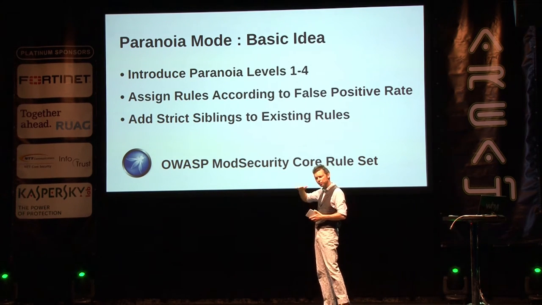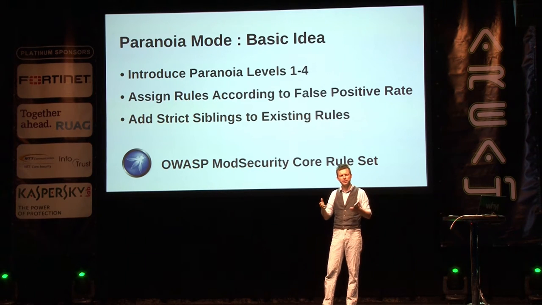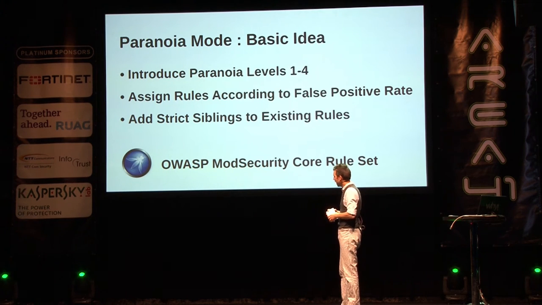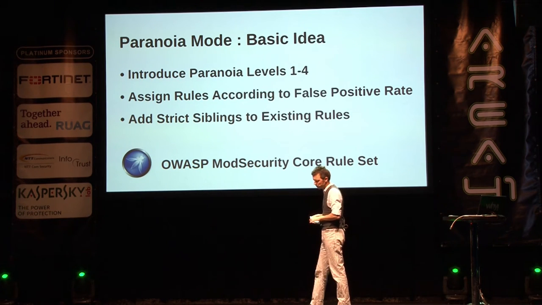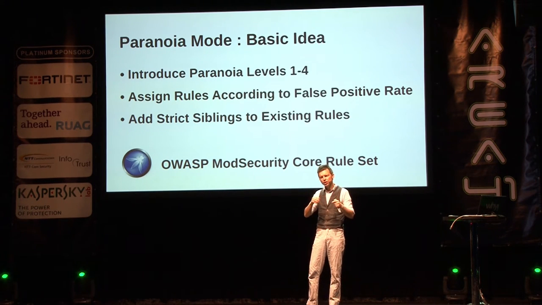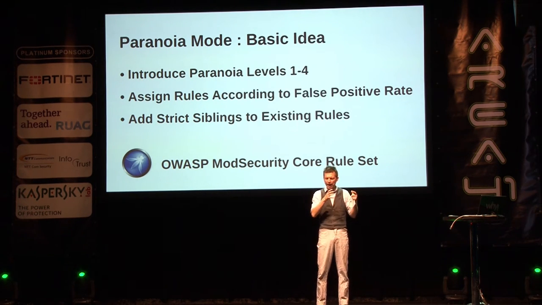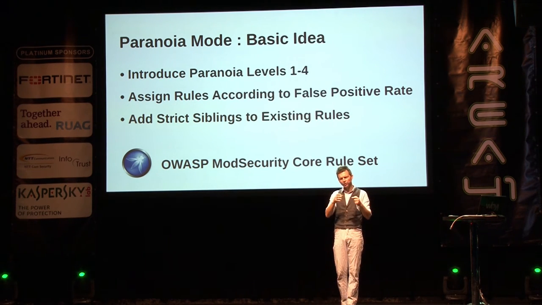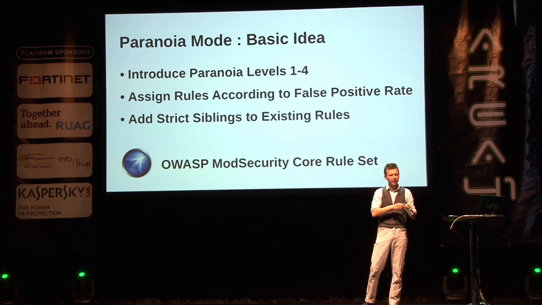And then, as you rise through the levels, there are the more crazy rules, the more strict rules, the rules where you can expect false positives and where you have to expect false positives. And then there is a second concept in here as well. It is called the strict siblings. What we mean with it is you take an existing rule which has a certain limit, and then you duplicate the rule and add a stricter limit. So it's a sibling of an existing rule which is stricter. And then on the next paranoia level, even more strict. And on level 4, it's very strict indeed.